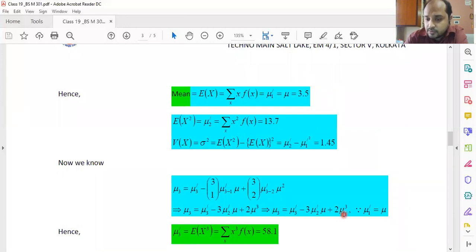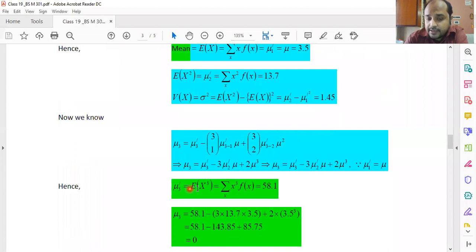So mu3 prime is this one. This is the formula where mu1 prime and mu are same. Mu3 prime by definition is calculated as expectation of capital X cube. Okay, capital X cube is what? Capital X cube is summation over all discrete values x cube into fx, which is 58.1. And once I calculate each and everything, we are going to substitute the values one by one into this particular formula, and we are calculating mu3 as 0. The value is coming out as 0.